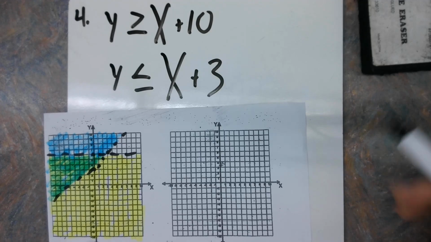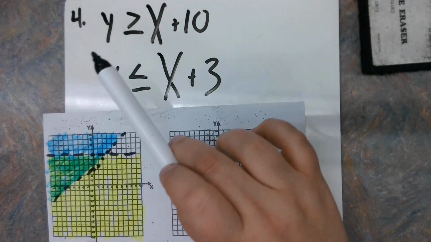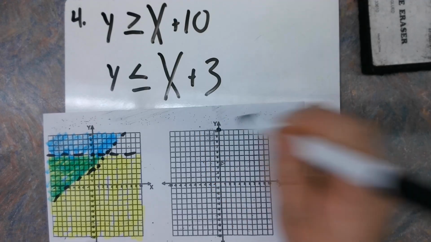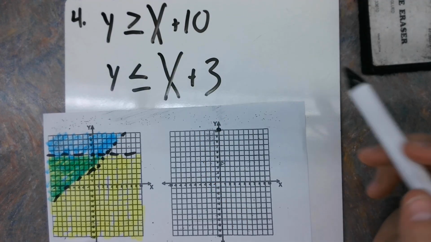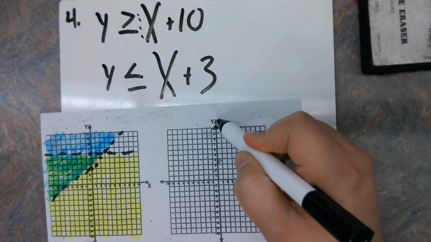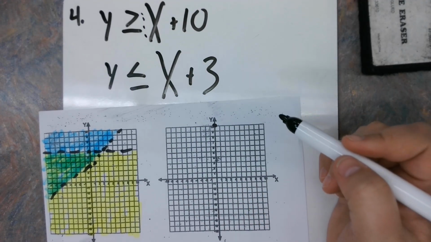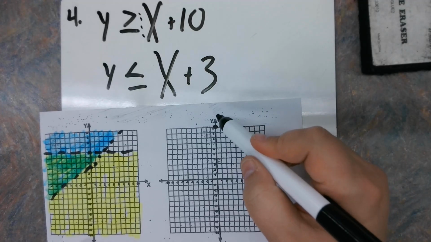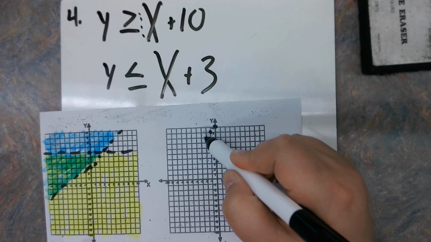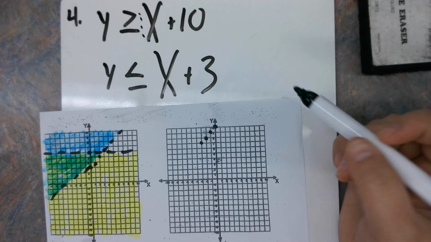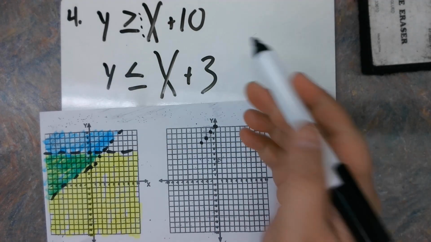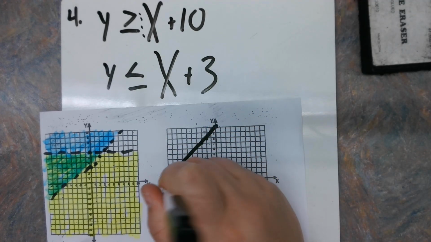I erased my little hints because you should be good at this by now. My y-intercept is my 10, so I'm going to put a point on 10. My slope is in front of the x. There's nothing there, so there's that invisible 1. I can't go up 1, right 1 because I'm at the end of my graph, so I have to work backwards. So instead of up, right, I'm going to go down, left. Down 1, left 1, down 1, left 1. I'm looking at this. I see the is equal to sign, so that means I'm going to have a solid line this time.